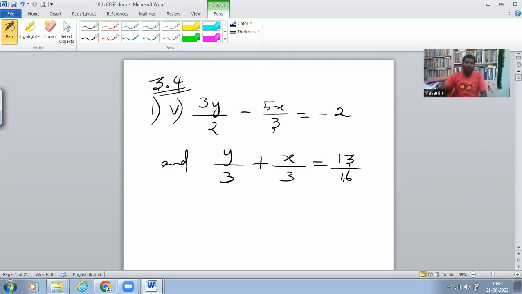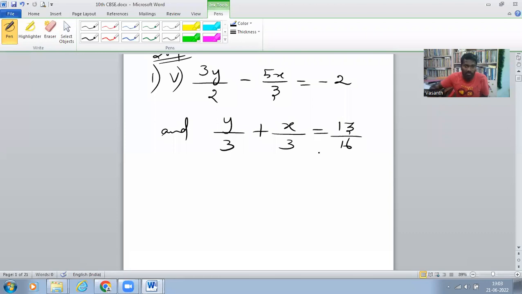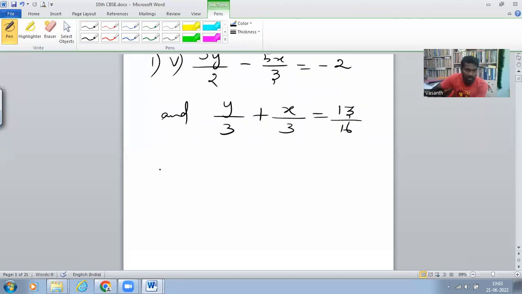Now what we have to do is solve these two equations by the elimination method and the substitution method. Both methods you have to do. So first I'm going to solve it using the elimination method. For that, see here, this is 3y by 2 minus 5x by 3, which is equal to minus 2, right? Now we have to take the LCM for the first equation. Okay, so listen, I'll write it again.